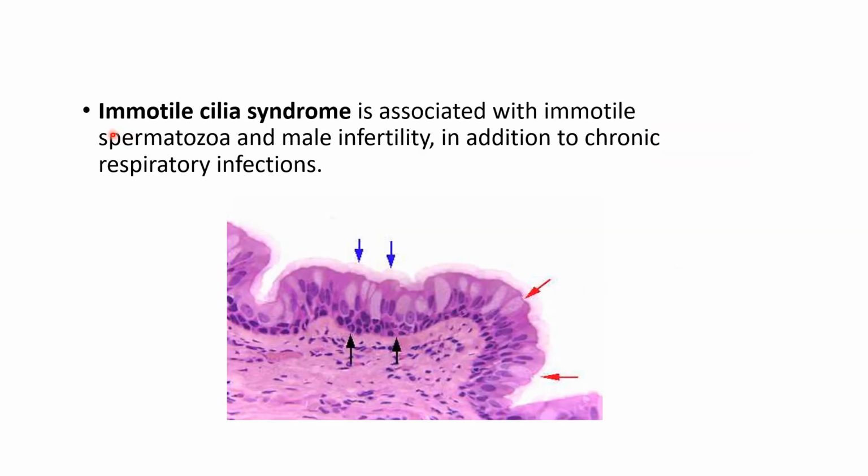A condition known as immotile cilia syndrome: the cilia are not moving, and this condition causes male infertility in addition to chronic respiratory tract infection. These are the cilia present in the normal respiratory passage. If the cilia are present but do not move, the respiratory tract will be continuously infected, and in the male, the flagella will not be able to move, so there will be male infertility.